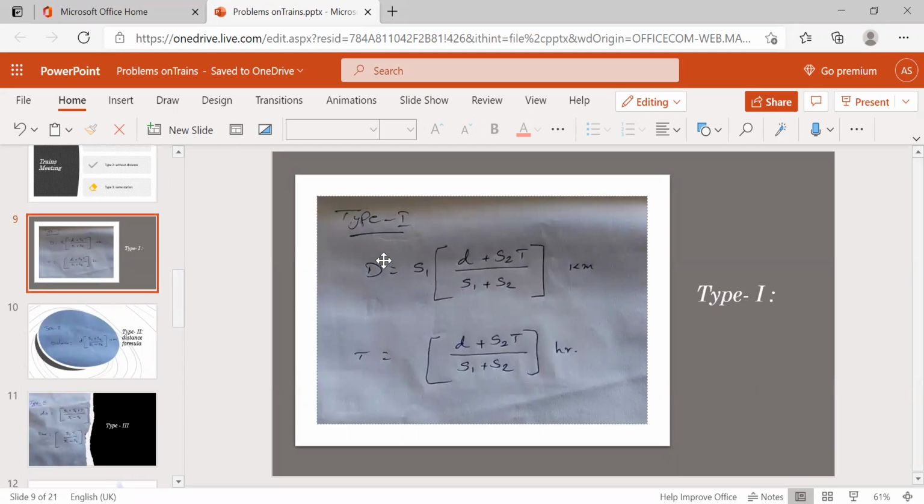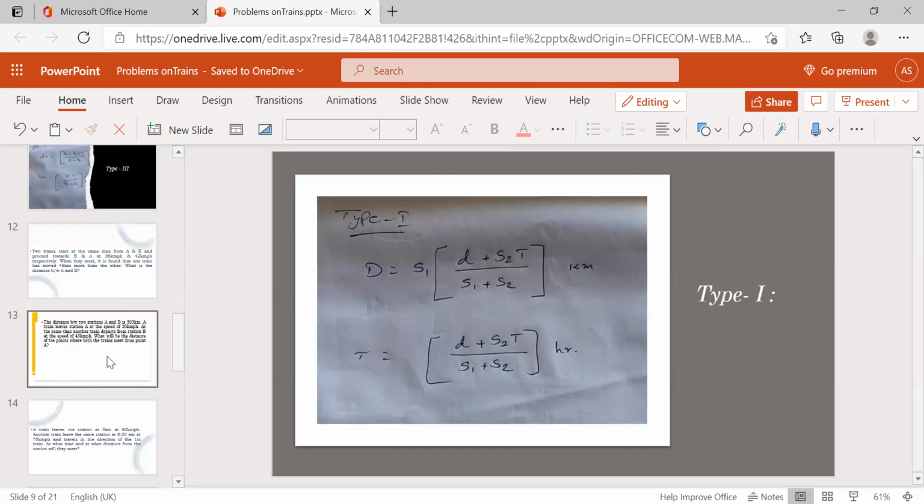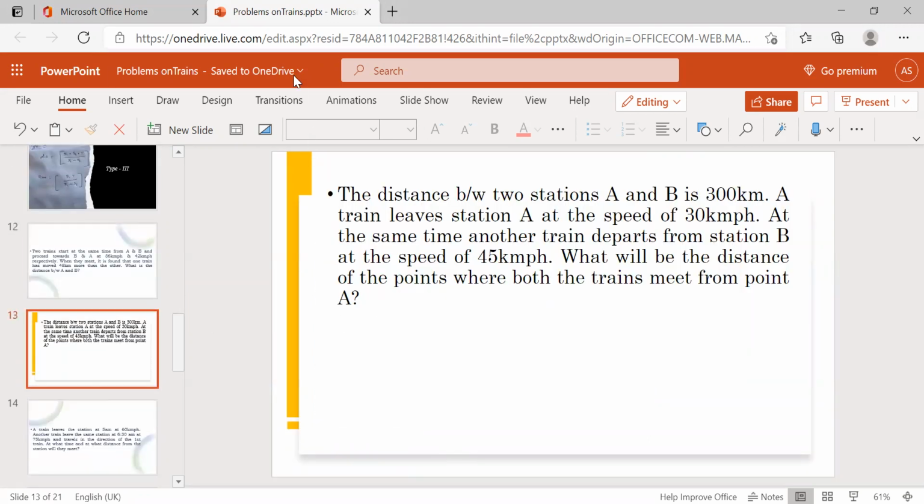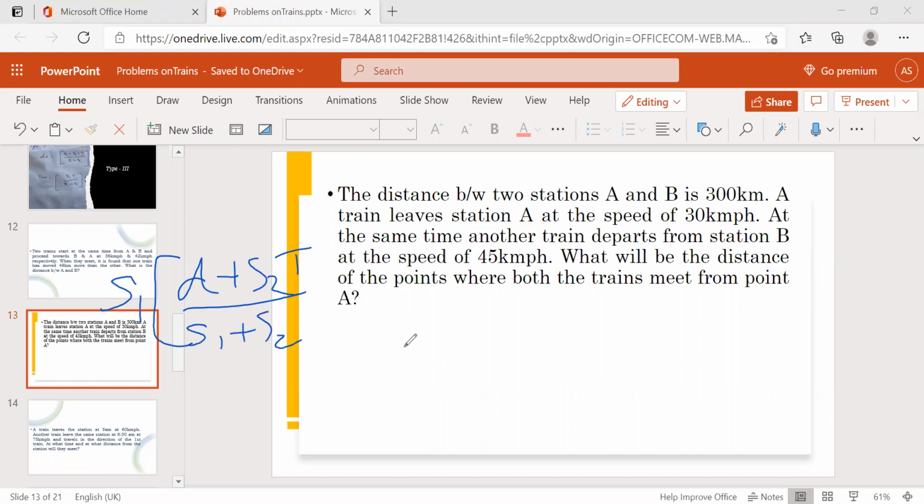What is the first type? Formula: d, where they will meet, is S1 into D plus S2 T by S1 plus S2. So now we're going to solve this with this formula. So here you just write. What is the formula? S1, I'm writing here, okay? S1 into D plus S2 T by S1 plus S2. This is the formula.